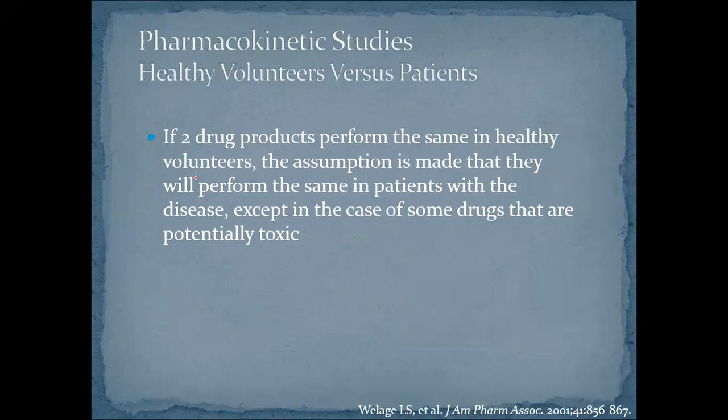Now, when we talk about the pharmacokinetics regarding healthy volunteers versus patients, if two drug products perform the same in healthy volunteers, the assumption is made that they will perform the same in patients with the disease, except in the case of some drugs that are potentially toxic. So healthy volunteers and patients are considered at par for a generic drug.